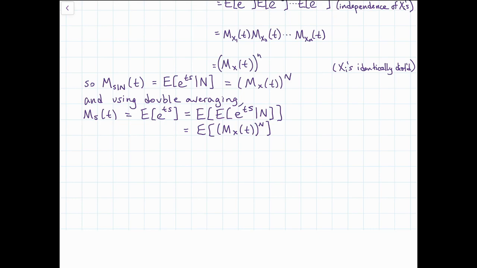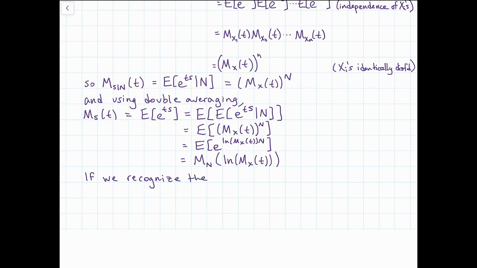and we can manipulate this ever so slightly. If we let M_X(t) just equal e to the ln of M_X(t), that doesn't change it, so we have e to the ln of M_X(t) times N. Well, that is just the moment generating function of N evaluated at the ln of M_X(t). So this is what we end up with for the moment generating function of S. It's the moment generating function of N evaluated at the ln of the moment generating function of X. So it's a moment generating function inside a moment generating function to give us our moment generating function of the compound random variable.